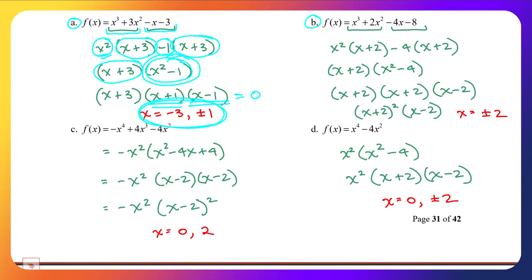B is very much the same thing. 4 terms, factor by grouping. In C, factoring out a negative x squared makes this easy to factor. X minus 2, x minus 2. We set this equal to 0. You can see that x equals 2 will make that 0. Don't forget, though, that this x in front can also make this expression equal to 0 because you're multiplying. And D is the same as C.